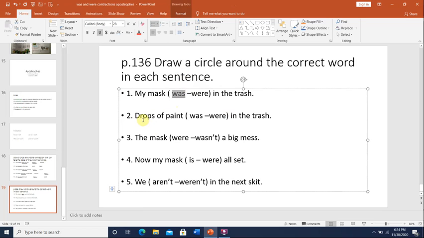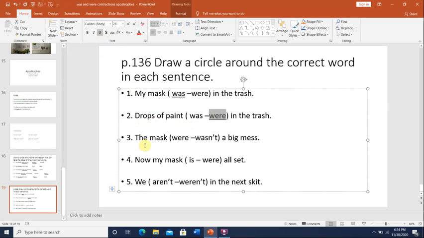Okay, number 2, drops of paint were in the trash. Drops of paint. Okay, the sentence is about drops of paint. Like when the paint falls, it makes drops. Drops here is plural, more than one. There's an S. So what do we choose? Was or were? We choose were. Drops of paint were in the trash.